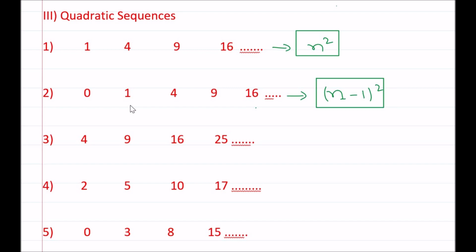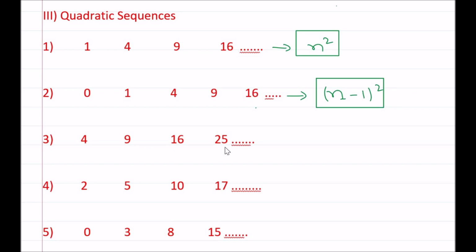Starting 1. Left side means generally square numbers start from 1, 4, 9, 16. So we are going one step left and we are starting from 0. That means 1 we need to subtract. So n minus 1 whole square.